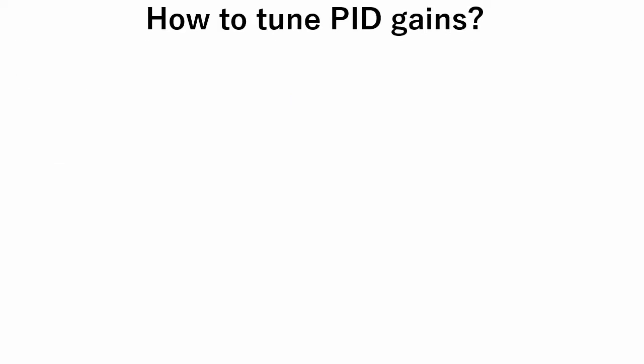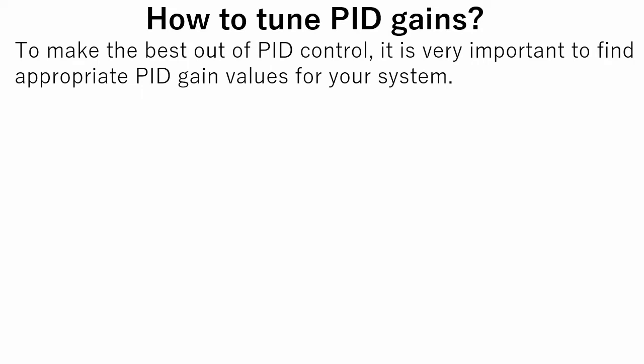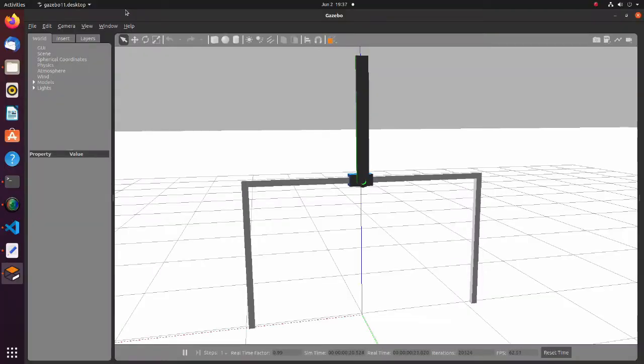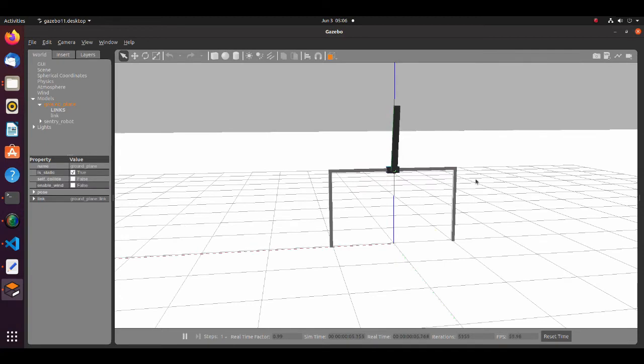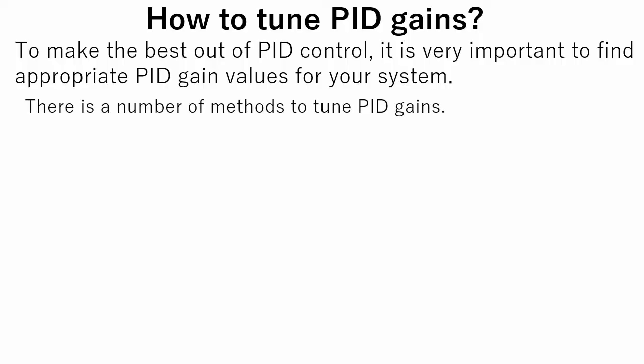To make the best of PID control, it is very important to find appropriate PID gain values for your system. This is an example of PID gains being tuned well. And this is when PID gains are not appropriate for the system. There are many methods of tuning PID gains. Here I will briefly describe two of them.